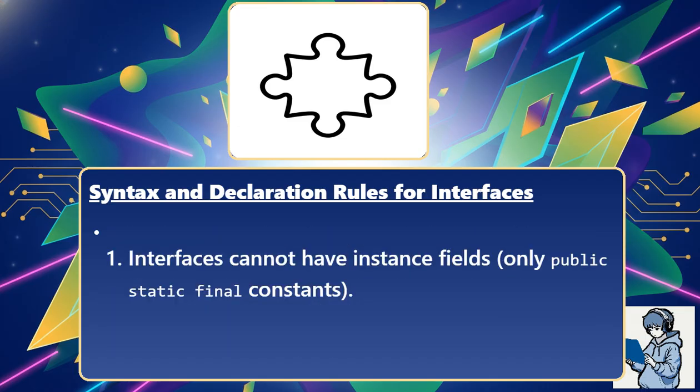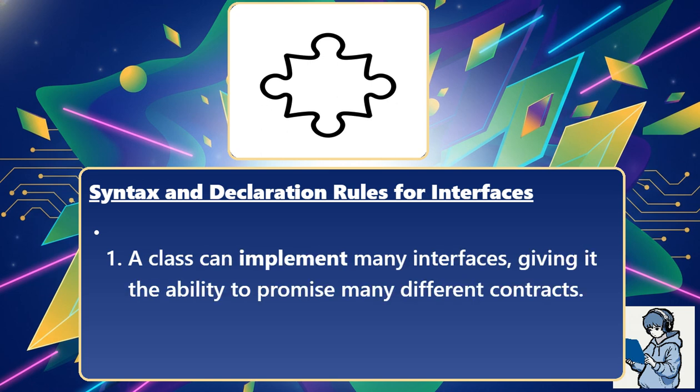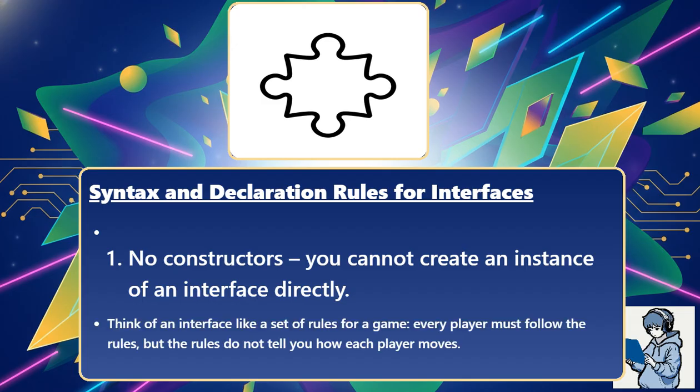Interfaces cannot have instance fields, only public static final constants. All methods are abstract unless they are marked default or static. A class can implement many interfaces, giving it the ability to promise many different contracts. No constructors, you cannot create an instance of an interface directly. Think of an interface like a set of rules for a game. Every player must follow the rules, but the rules do not tell you how each player moves.